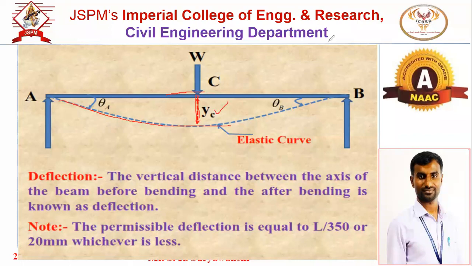Now as per the BIS, Bureau of Indian Standards, what is the permissible value of deflection? The permissible deflection should be less than or equal to L by 350 or 20 mm, whichever is less, where L is the span of the beam. Suppose the span is 3 meter, you have to convert that meter into mm by multiplying with 1000. So L by 350 or 20 mm, whichever is less, is the permissible limit.